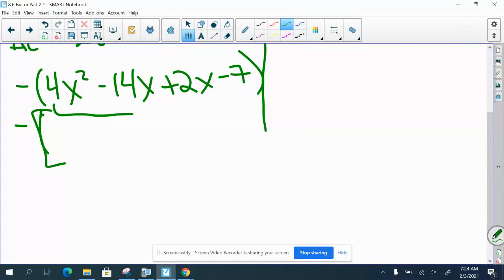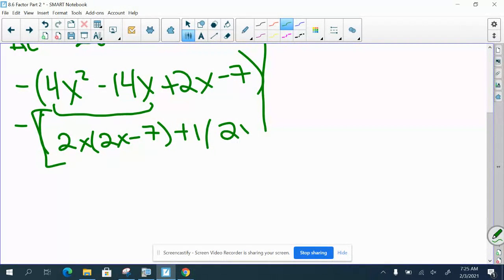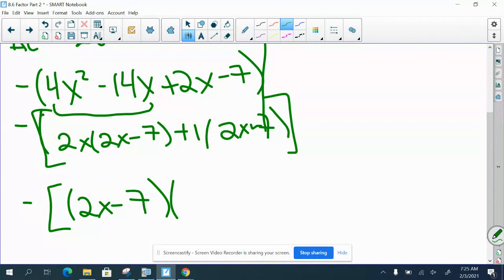Okay, so in this group, I can factor out a 2x, and I'm left with 2x minus 7. Now look at 2x minus 7 here. I can't factor anything out. So if you can't factor anything out, factor out a 1. So I'm going to say plus 1 times 2x minus 7, and actually write the 1 there. Because when you pull out the 2x minus 7, what's left then will be 2x plus 1. And at this point, you don't really need the brackets. You can get rid of those.